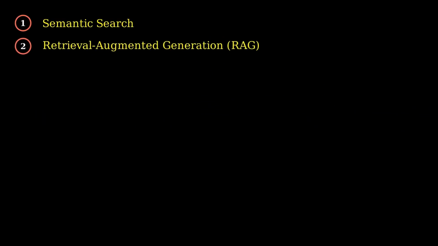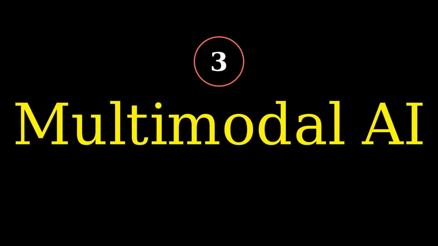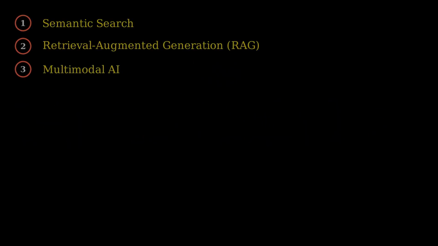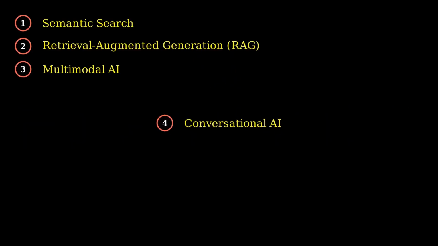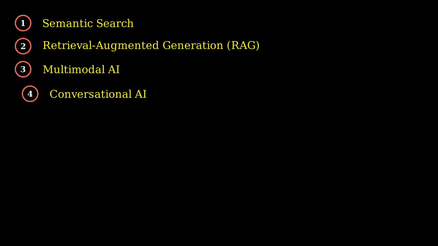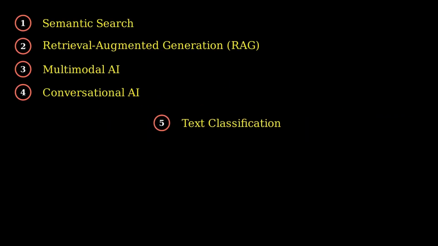We'll go through static embedding applications. Semantic search, enhancing search accuracy like Google's RankBrain. Retrieval augmented generation, RAG, blending search with text generation. Multimodal AI, connecting text with images, audio, and video like CLIP and DALL-E. Conversational AI, enabling chatbots and virtual assistants. Text classification, automatically categorizing documents and content.